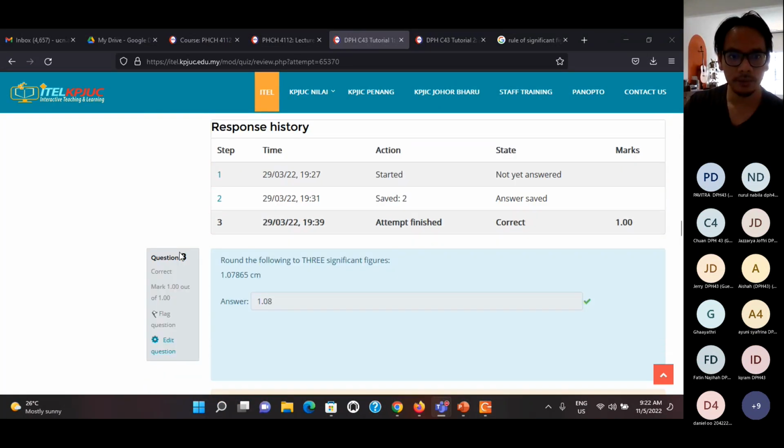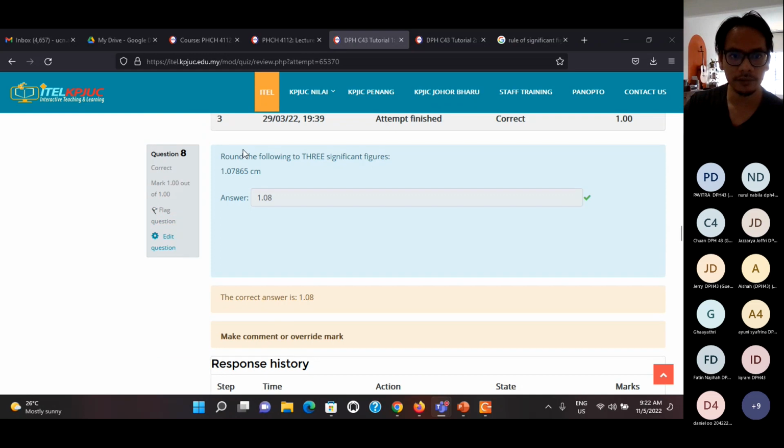Okay, so next question. Round the following to 3 significant figures. So kamu kena bundarkan nombor ini jadi 3 significant figures sahaja. So before kamu bundarkan, kamu kena tentukan dulu which figures, which numbers are significant. So you start from the left.